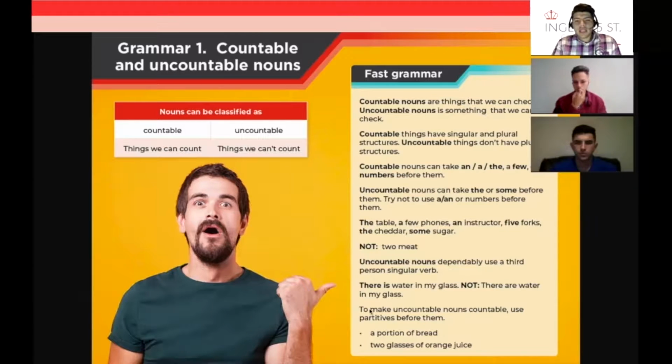Countable nouns can take a, an, a few, or numbers before them. ¿A qué se refiere esto? Bueno, los countables, cuando lo hacemos en plural, podemos utilizar varias formas de utilizar artículos. Uncountable nouns can take the or some before them. Try not to use a or an or numbers before them.